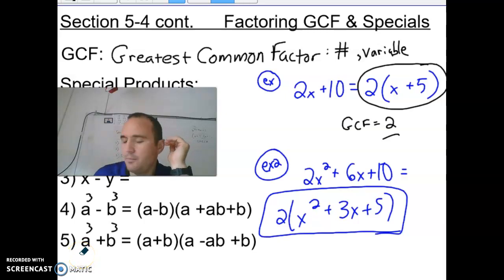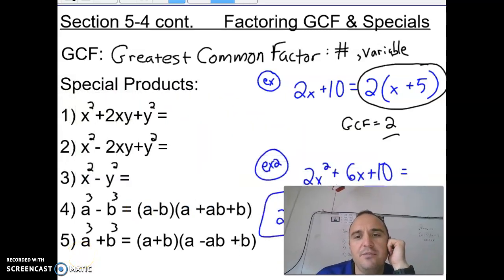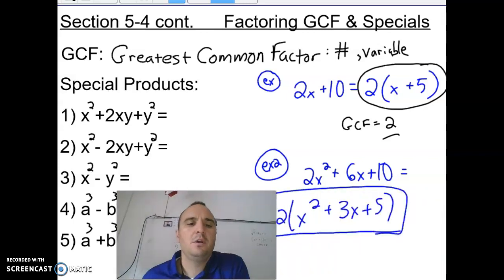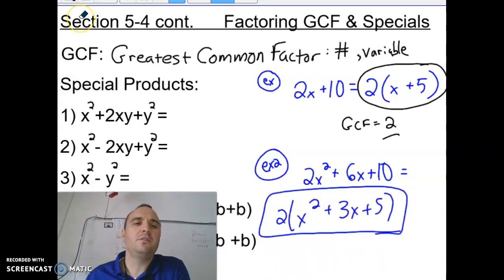Hello, everyone. I'm going to go over GCF for this bunch of notes. It's a continuation, the next section. It's going to be section 5.4: Factoring, GCF, and specials. So we're going to start with GCF, and GCF stands for greatest common factor.